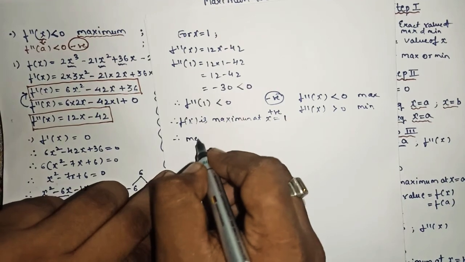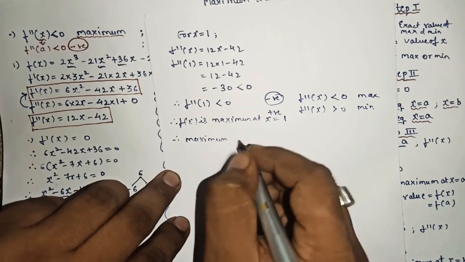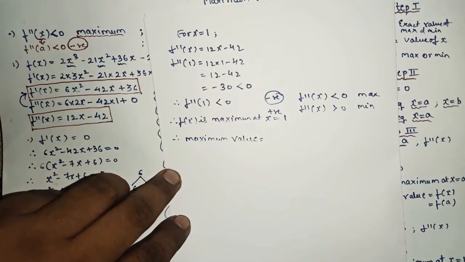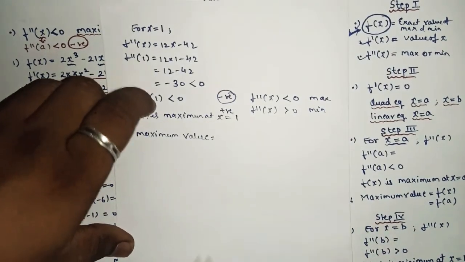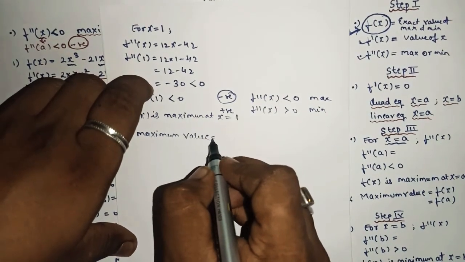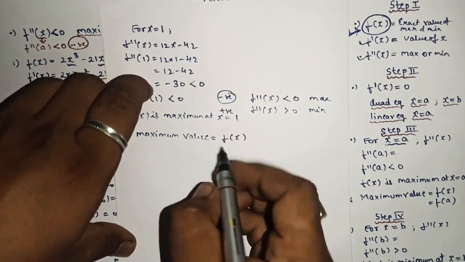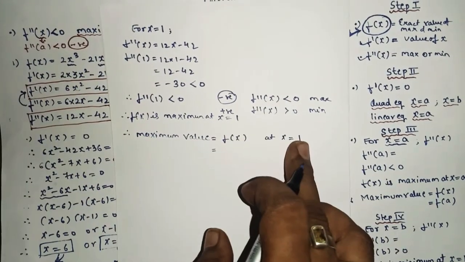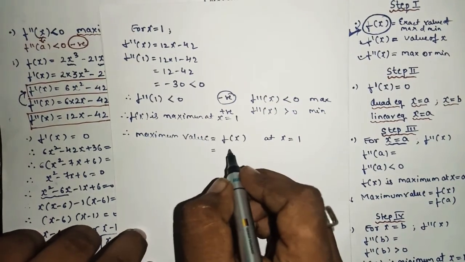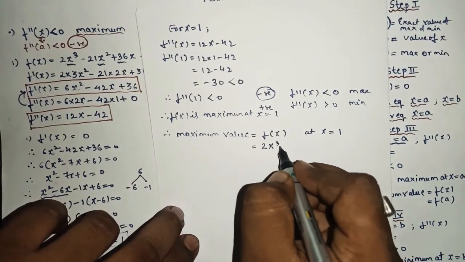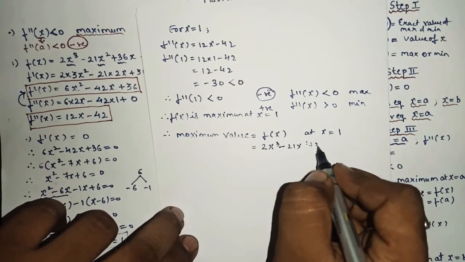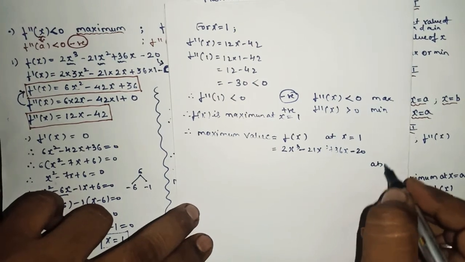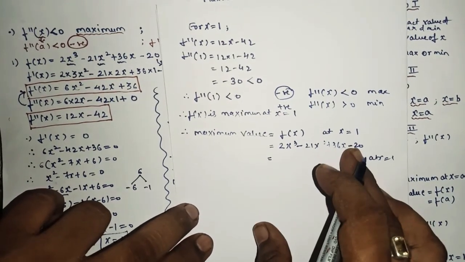Now we have to find the exact value. I hope you all understood the sums. To find the exact value, what we will do, we'll substitute the value in f of x. So now we'll check at x equals to 1, what will be the maximum value? So f of x is the actual question, that is 2x cube minus 21x square plus 36x minus 20. So at x equals to 1 means what? Simply we'll replace the value of x by 1.